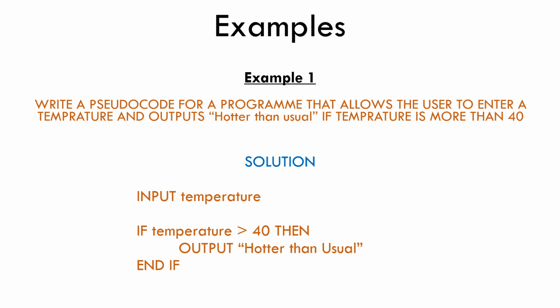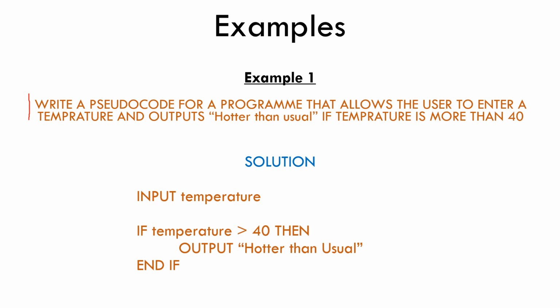Now we go further towards the examples. The first example is related to if-then only. It does not include else, it only includes if-then. I have asked the user to write pseudocode for a program that allows the user to enter a temperature and output "hotter than usual" if the temperature is more than 40. If the temperature entered is greater than 40, we can say that it is hotter than usual. So how do we deal with it?